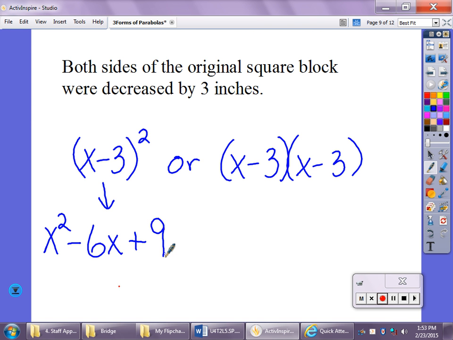Okay, the real lesson here is taking the words and being able to write it in factored form, because you guys are really good at switching to standard form. So I'm doing that a little bit quicker.